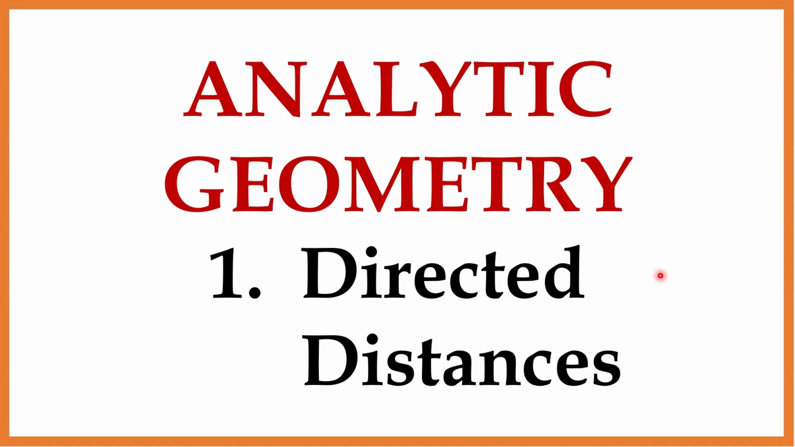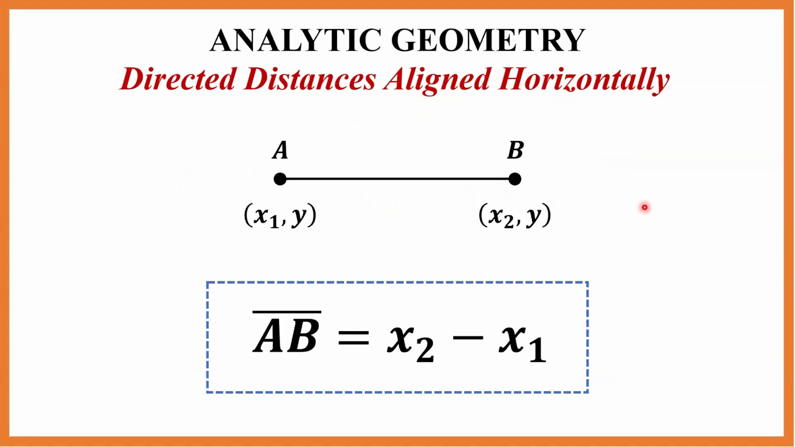Hi everyone! In this video, I'm going to show you the continuation of solving problems involving analytic geometry. We are still on the basic or fundamentals. Number 1 is directed distances. Under directed distances, we have directed distances aligned horizontally. And the formula we need to use is x sub 2 minus x sub 1.